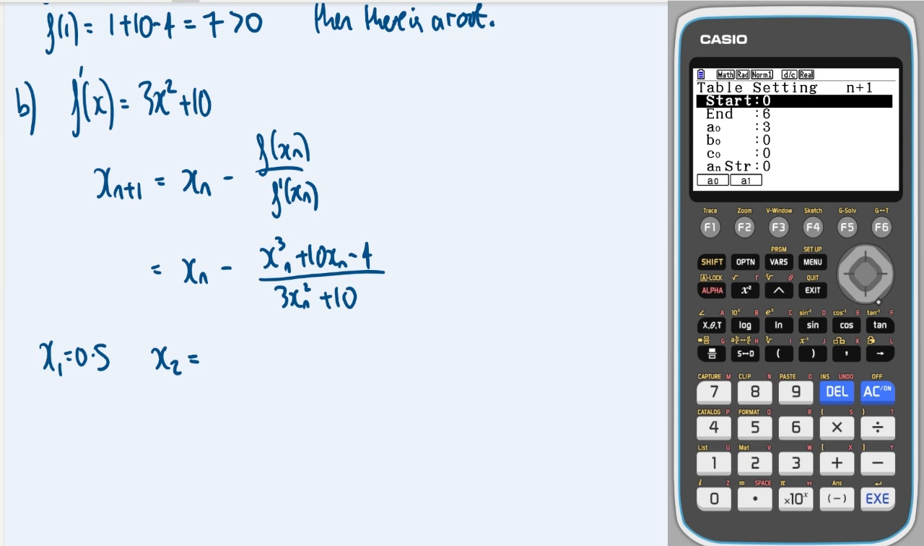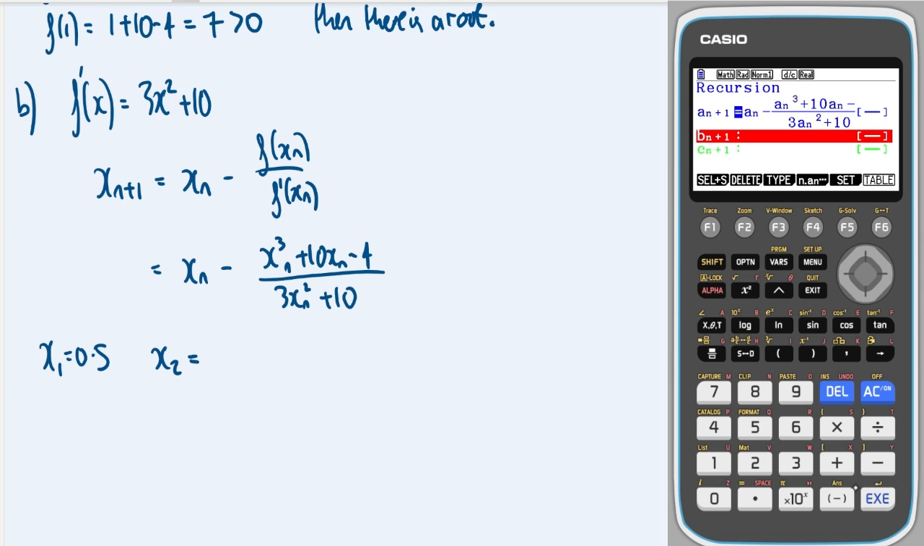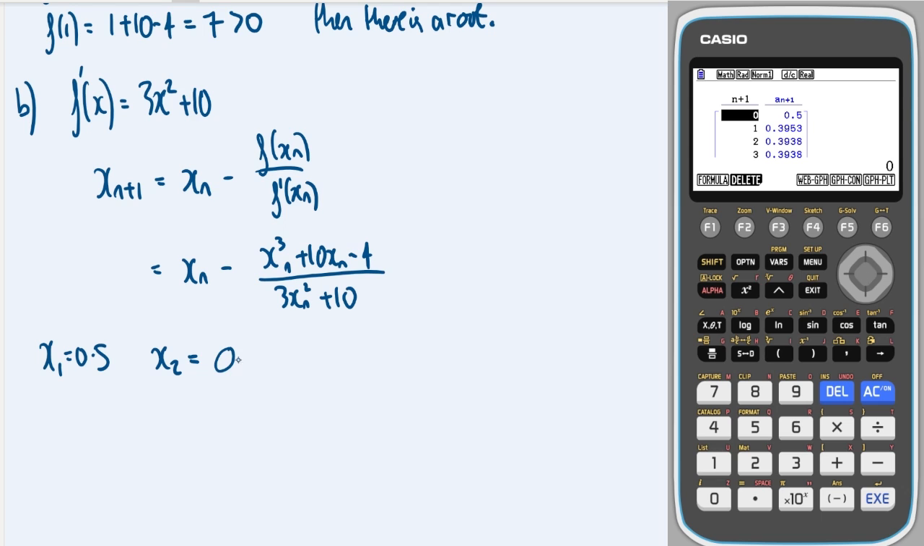And we'll do 6. Why not? Let's treat ourselves. And start at half, hit the table button, and we get first one 0.3953, and the second approximation 0.3938. Beautiful.